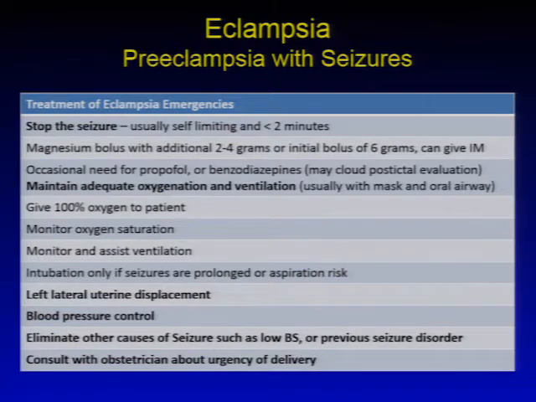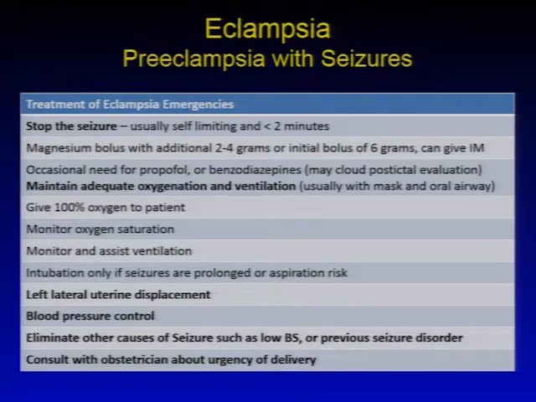When preeclampsia develops seizures, eclampsia evolves. To treat eclamptic emergencies, one wants to stop the seizure, and the seizures are usually self-limiting. Treatment is with magnesium bolus, or if IV access is not available, intramuscular magnesium. Very rarely is there a need for propofol or benzodiazepines, which may cloud the postictal evaluation.